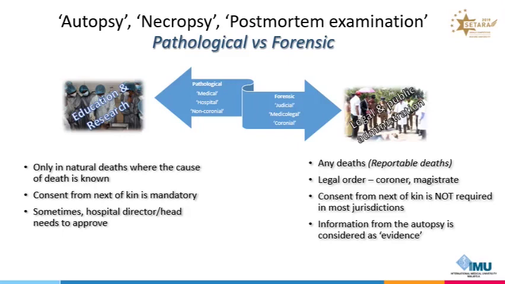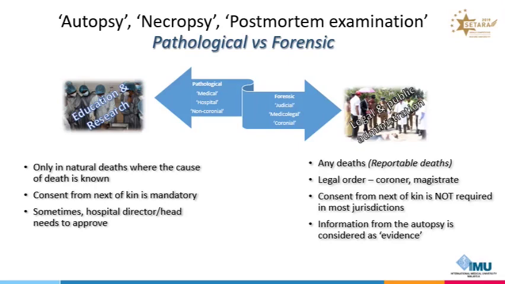Now, it's important that you also know the differences in the procedures between these two types of autopsies. For example, if we were to do an autopsy for educational purposes, it's important that it can only be done in natural deaths where the cause of death is known, and also the consent has to be obtained from the immediate family member or the next of kin. That is mandatory. Whereas in forensic autopsies, the deaths may be conducted in what are called reportable deaths.